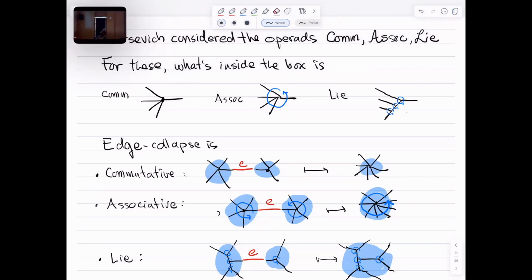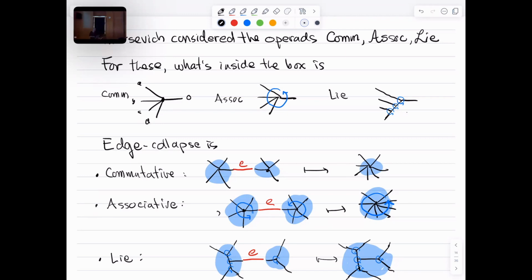For those, what's inside the black box? The commutative operad, well, there's nothing inside the black box. It's just a bunch of slots. The idea is if I put some things in these slots, I get an output, and it doesn't matter which order I put them in, I get the same output. I can switch them around however I want. That's commutative. So the commutative operad models commutative algebras.